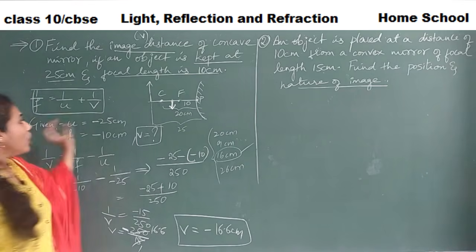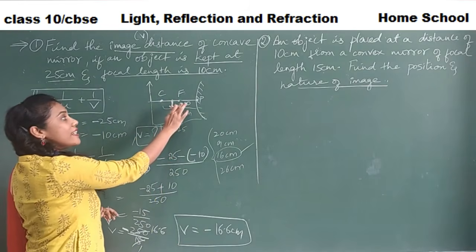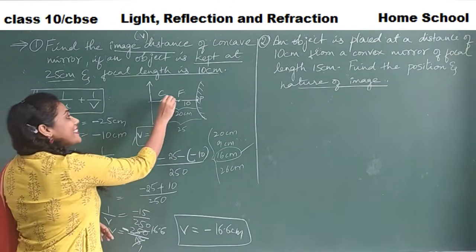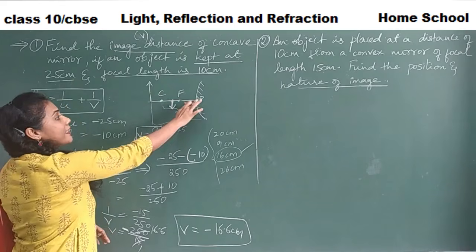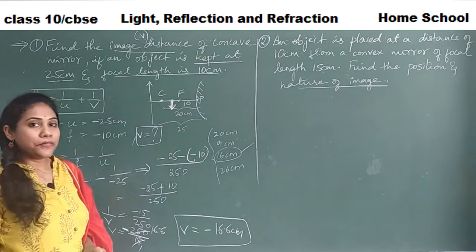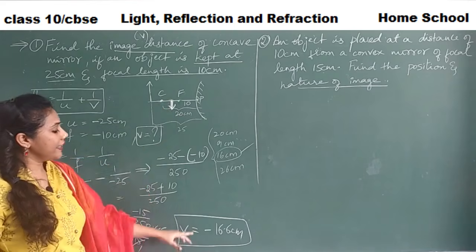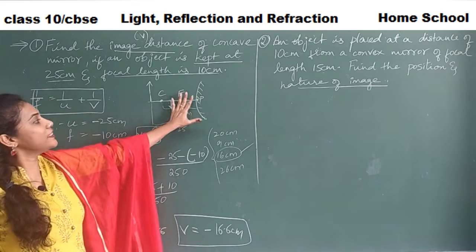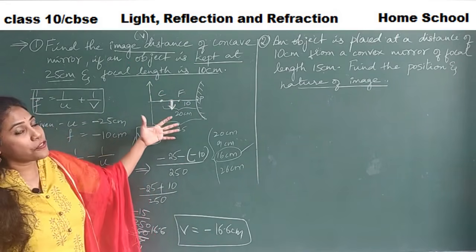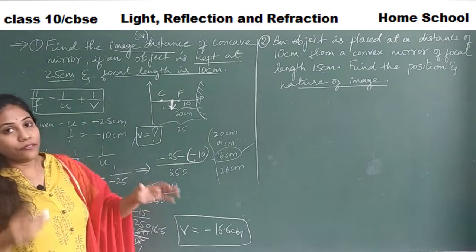Okay, so at what distance are you getting your image, guys? Definitely your answer will be between 10 and 20. But exactly what numerical? At 16.6 centimeter from the pole, your image is getting formed. Okay, so v is negative. A negative value means that the image has formed in front of the mirror. So which type of image will be formed in front of a mirror? Real image. Real images are always inverted, right?